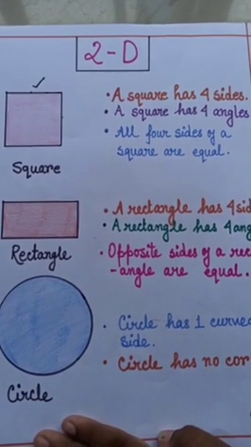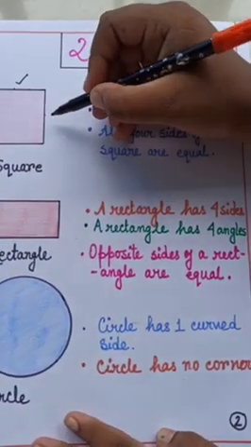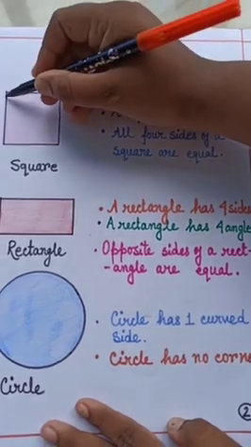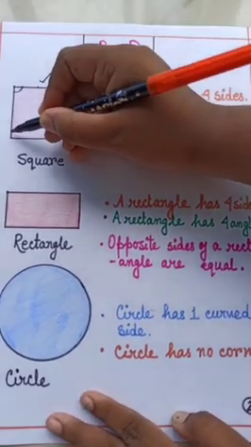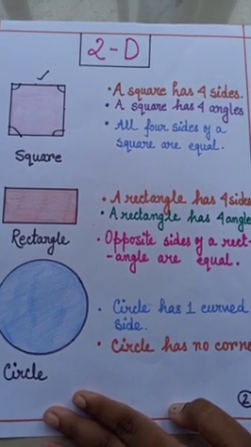A square has four angles. Which are the angles of a square? The angles of a square are this. 1, 2, 3, 4. So a square has four sides and four angles.